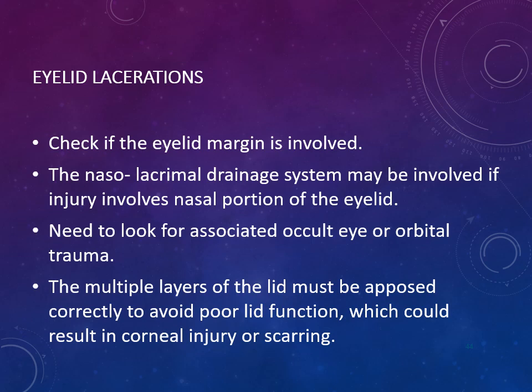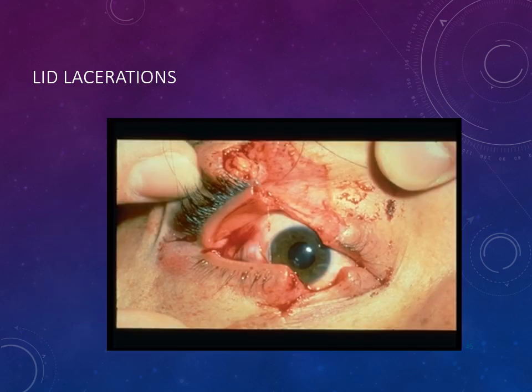When we repair the eyelids, the eyelid, as you know, is composed of multiple layers. Those layers should be opposed correctly to avoid poor lid function. If we don't do a good repair, it can result in corneal injury and corneal scarring. This is an example of eyelid injury involving the eyelid margin.